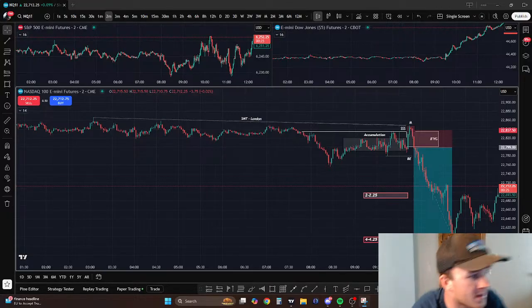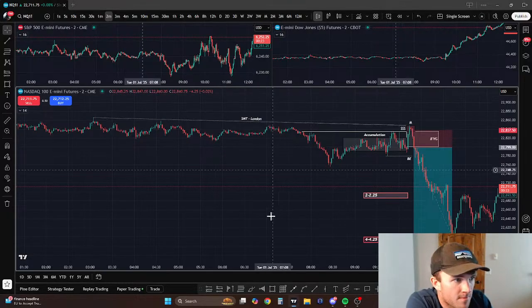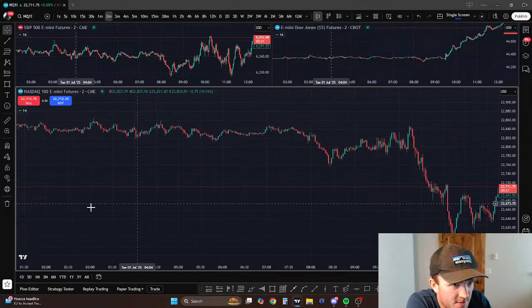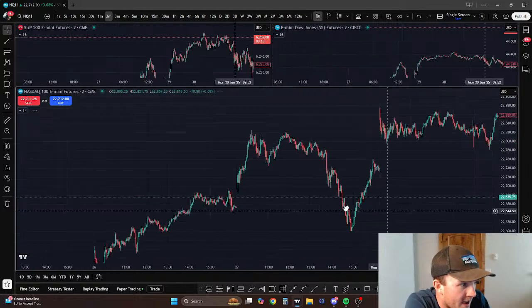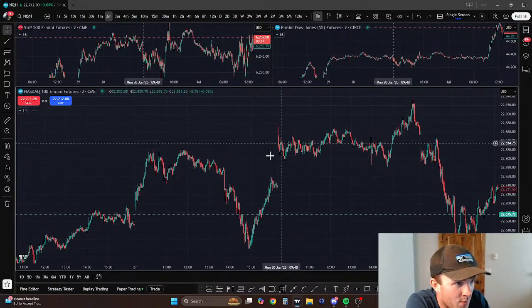All right, saved all that. Let's see what other observations I'm noticing. We had that huge overnight gap, and I pointed this out in the morning.